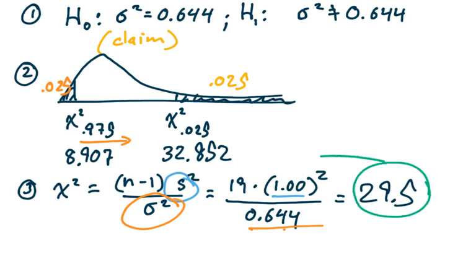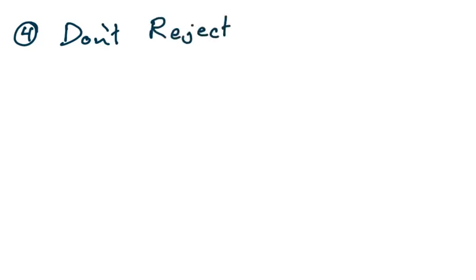29.5 slides in just underneath 32, so we are not in the rejection region. Our decision is don't reject the null hypothesis. And so we say, whatever we had proposed for H subscript 1, the evidence didn't support that. So we basically just go back to H subscript 0 and say, well, I don't have any reason to throw this away, so I guess I'll accept it.